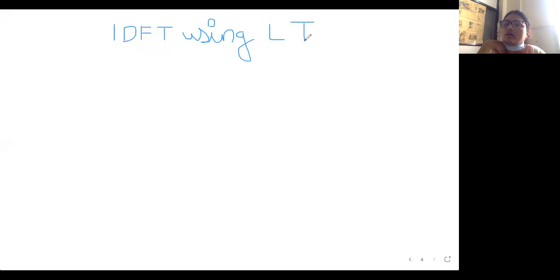What do we do in the inverse discrete Fourier transform? We try to convert the frequency domain signal into a time domain signal. So what will be the output here then? What will be the sequence at the output? Will it be X of n or X of k? For IDFT, what will be the sequence at the output?